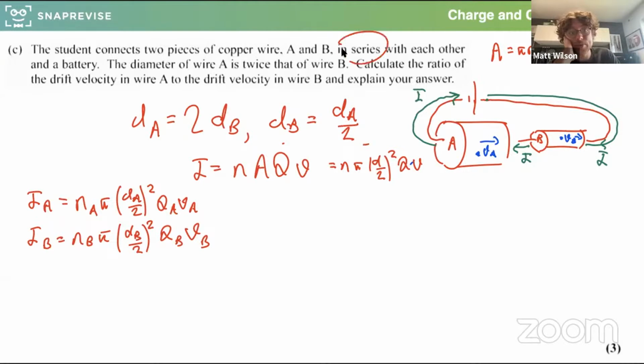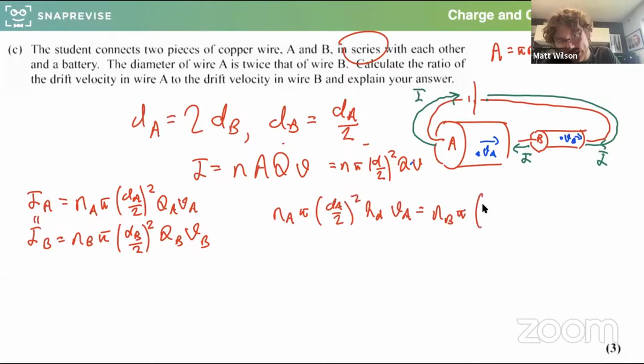Good. And why is it the same? Because these are components in series in a circuit, and we haven't talked about it here, but any components in series in a circuit will have the same current flowing through it. So in fact, this means that IA is IB. So NA pi dA over 2 squared QA VA equals NB pi dB over 2 squared.